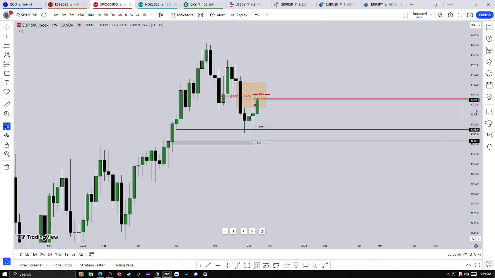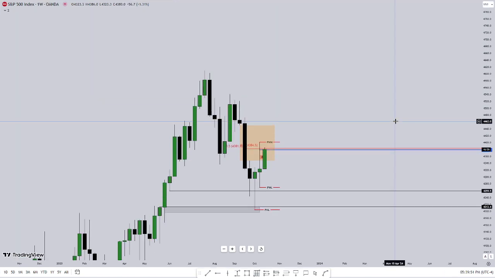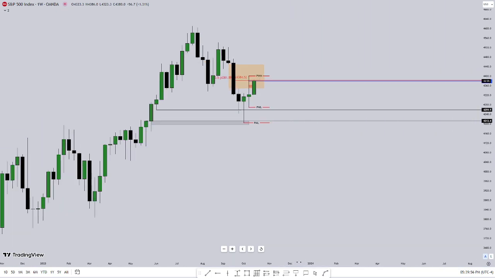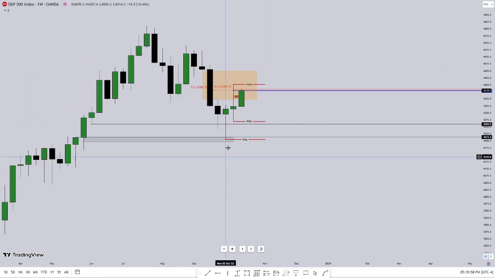Coming down into our weekly analysis, I'm going to unhide it. As you guys can probably notice already, we have a weekly fair value gap here marked in orange. There's a lot of stuff going on because I had some daily analysis that I haven't deleted yet. But there's a weekly fair value gap, my bad. Weekly fair value gap here.